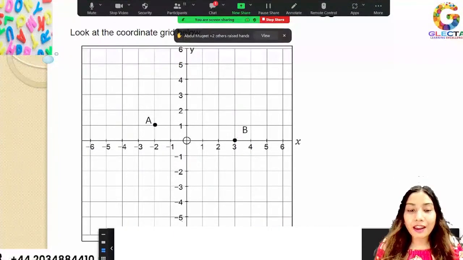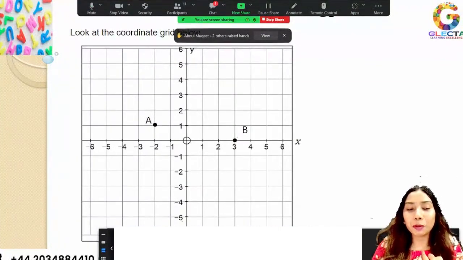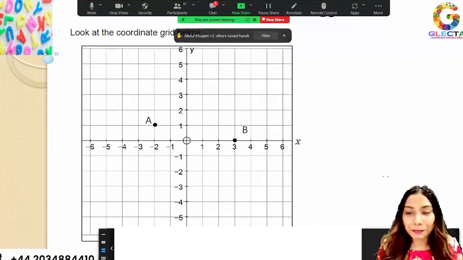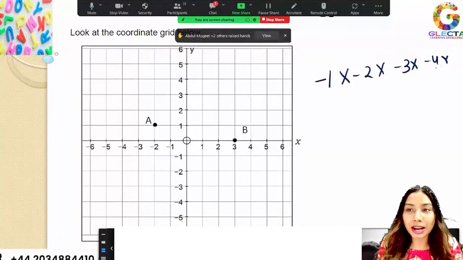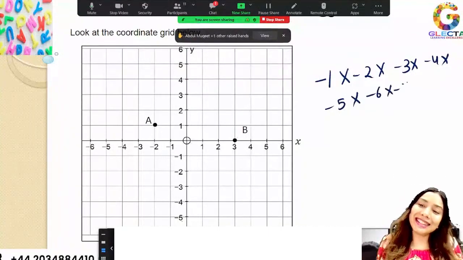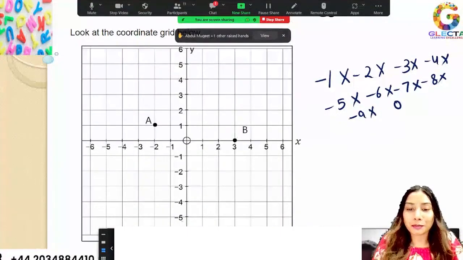Okay, okay. If you can give my question's answer, then you would do it, okay? The first person will be getting the chance to do it on the screen, okay? My question is, what is minus 1 times minus 2 times minus 3 times minus 4 times minus 5 times minus 6 times minus 7 times minus 8 times minus 9 times 0? The first person will be getting the chance.